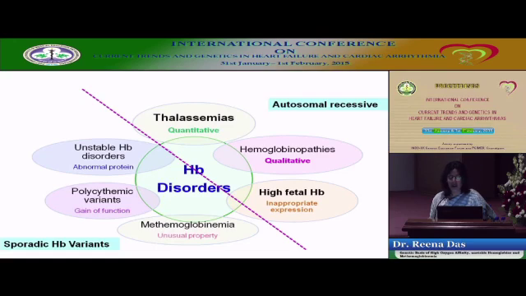On the other hand, you have the unstable hemoglobins, which give rise to an abnormal protein, polycythemic variants or methemoglobinemia. These come as sporadic mutations in a family, or once the mutation is there in the family, the inheritance is in an autosomal dominant fashion. So clearly we have the common conditions and the uncommon conditions.